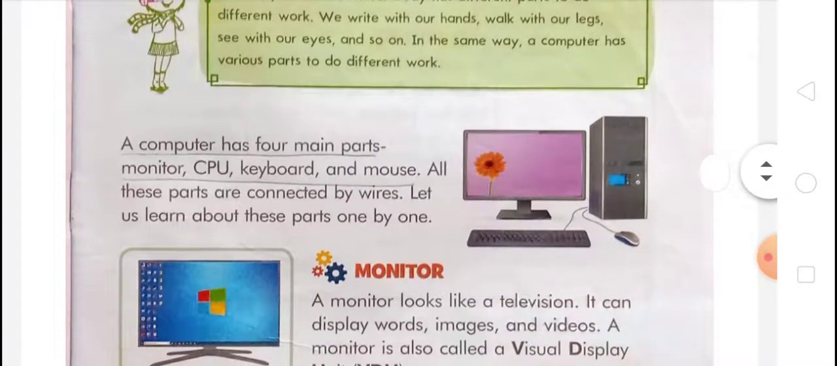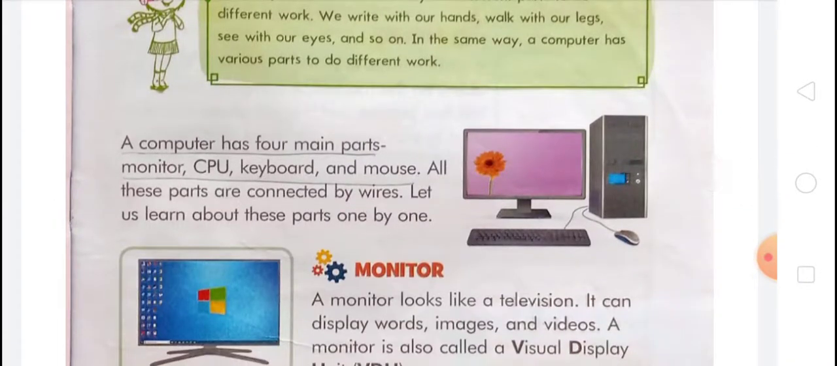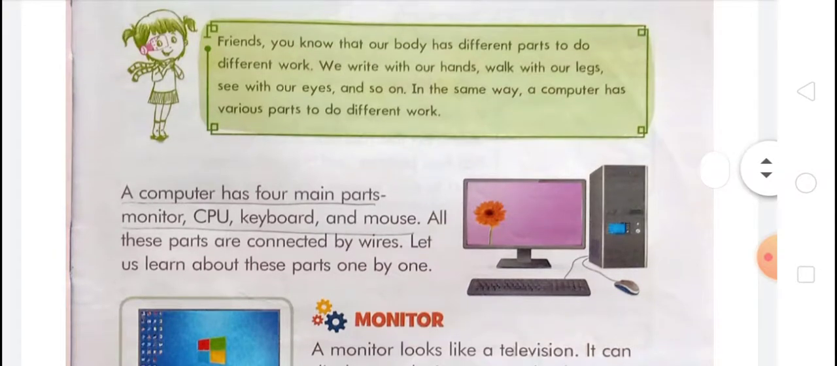A computer has 4 main parts. Like our body has 5 sense organs, a computer has 4 main parts: monitor, CPU, keyboard, and mouse. All the parts are separate but are connected by wires. Let us learn about these parts one by one.